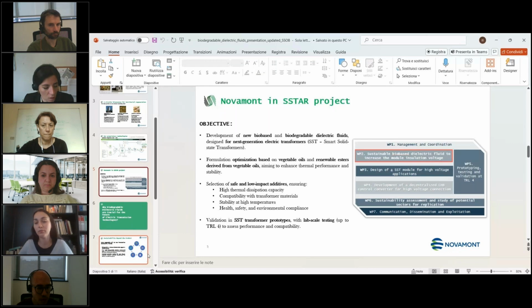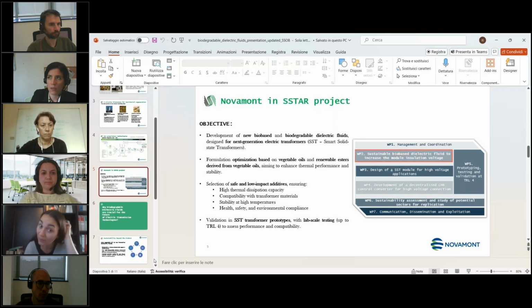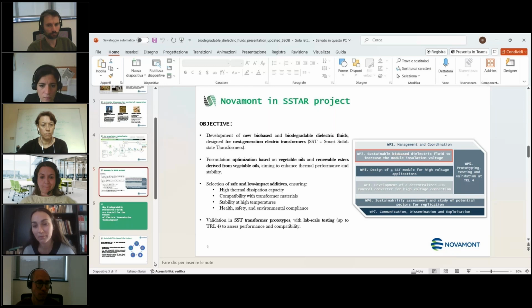So in the work package held by Novamont, we focused on developing this biodegradable dielectric fluid, but also in ensuring, with the cooperation of RINA, all the health and safety assessment related to the biodegradable dielectric fluids, and with the cooperation of CERT, we also focused on establishing the inception of breakdown voltage scenarios during the use of these biodegradable fluids. So next slide, please.